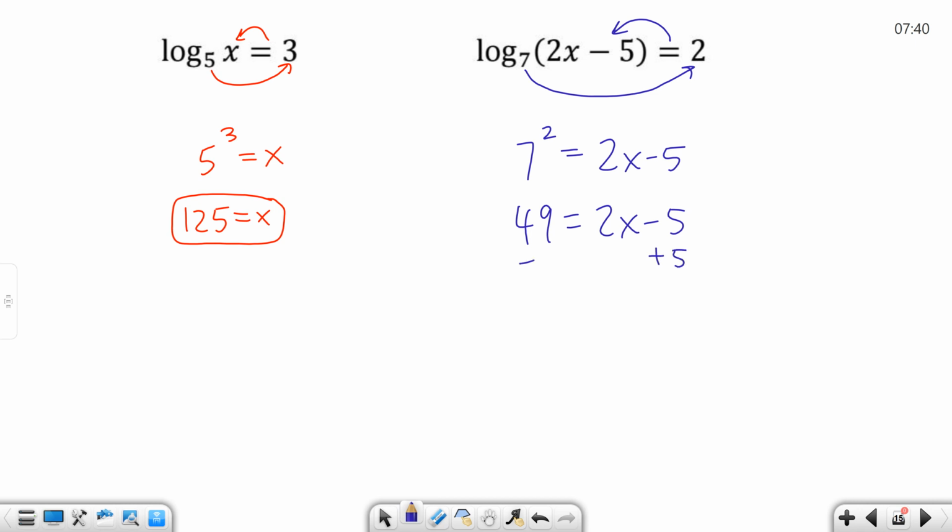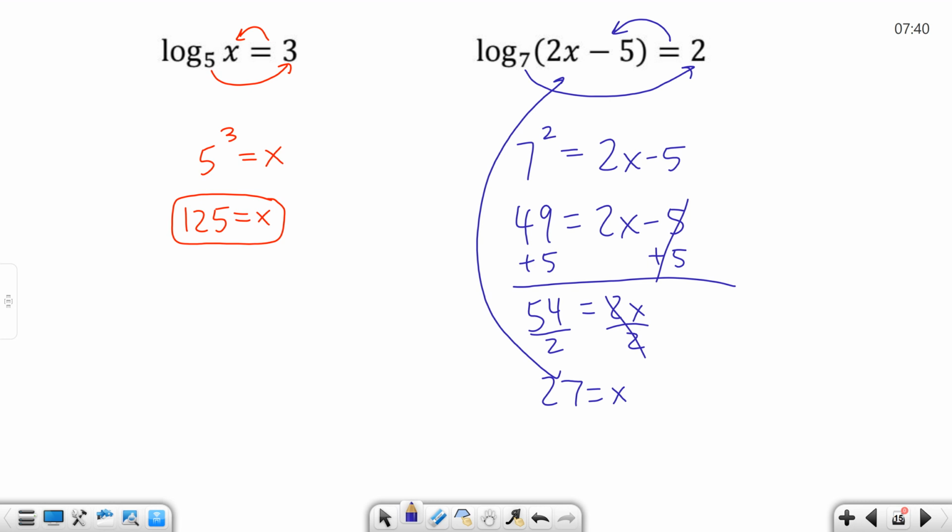And then we're going to add 5 to both sides. It's the opposite of subtract. 54 equals 2x, and then we divide by 2. And 54 divided by 2 is 27. And again, I want to make sure if I plug 27 in, 2 times 27 is 54 minus 5 is positive. If you wanted to go all the way out and check it completely, that's not a bad idea. The main thing I check for is, hey, am I taking the log of a positive number? Because if I'm not, I have to throw it in the trash. But 27 works out. 27 works out.